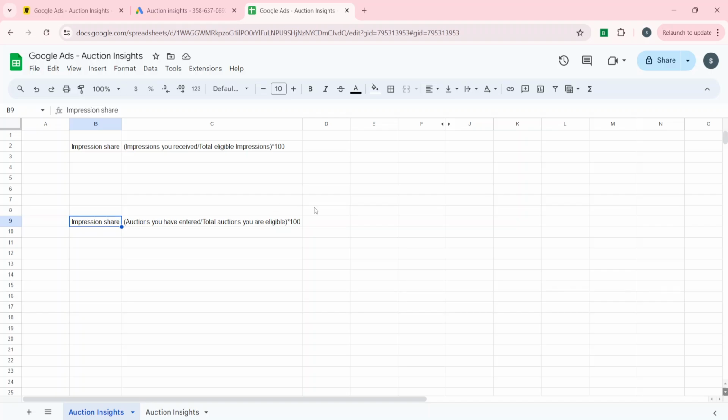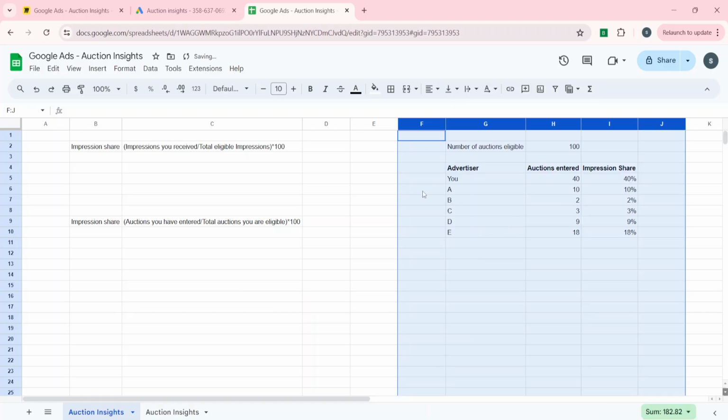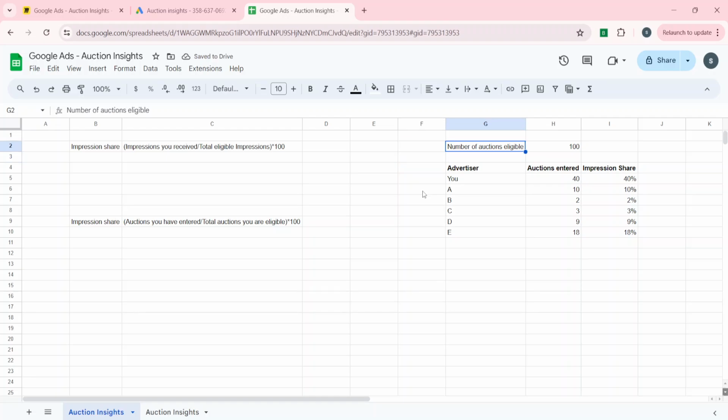So this is the impression share. Let's assume some data so that you understand it clearly. For the keyword running shoes, you are eligible to show your ad 100 times. Out of those 100 times, your ad has entered into the auction 40 times. What will be the impression share? 40%.